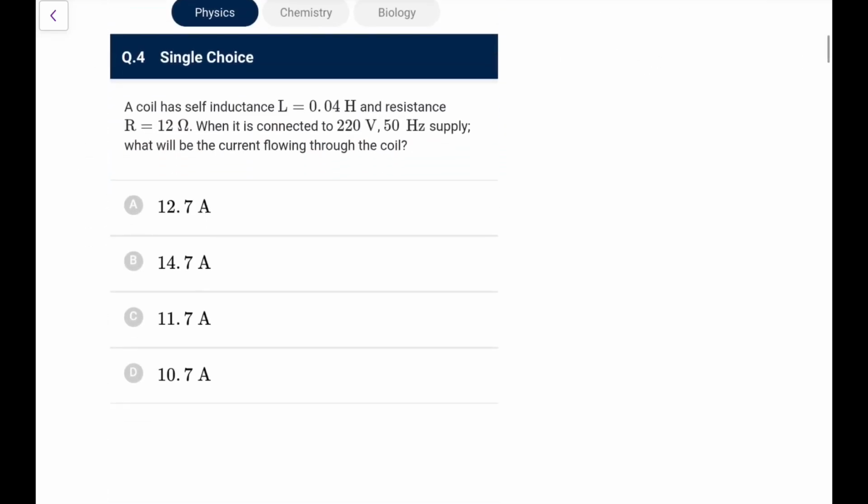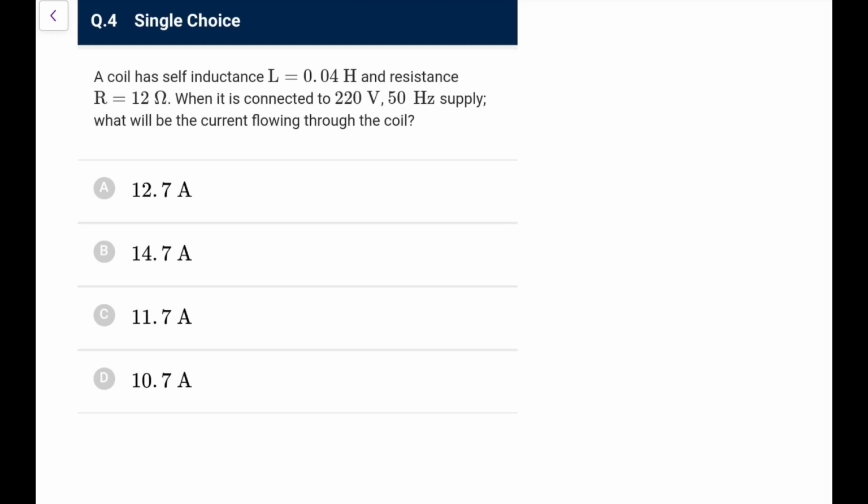Now the next one. A coil has a self-inductance of 0.04 Henry, resistance of 12 ohm. When it is connected to this AC supply, what would be the current? So first of all, what would be XL? XL would be omega L. Omega is 100 pi, 2 pi f, into 0.04. So it is 4 pi.